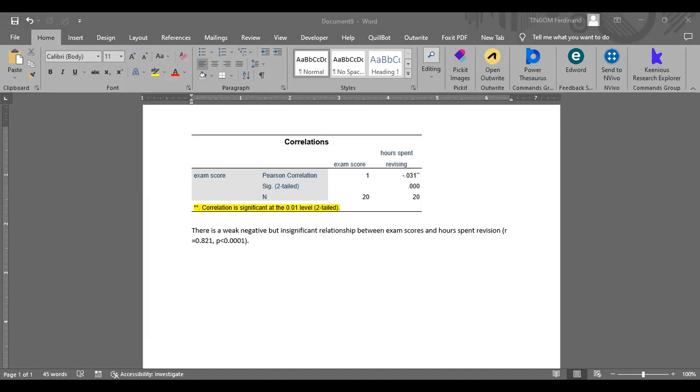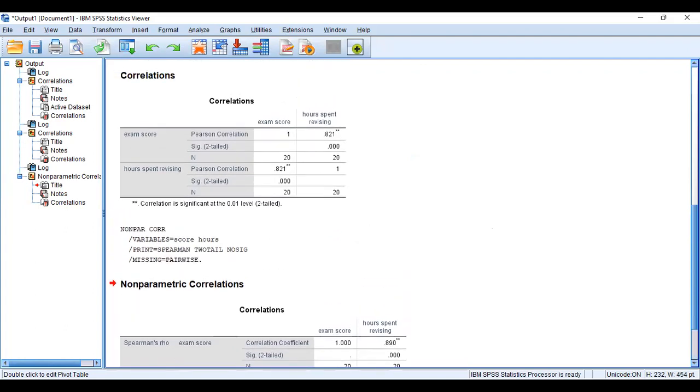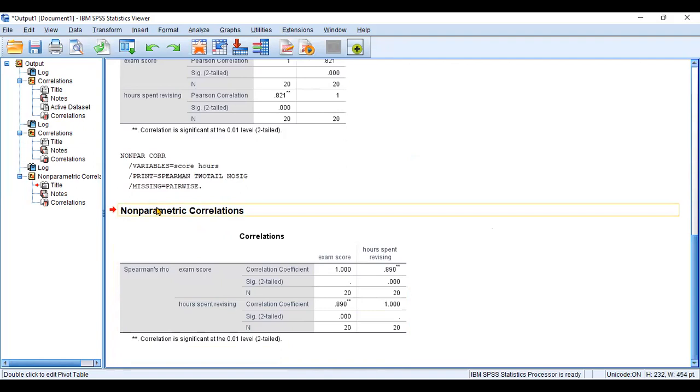Awesome. So let's take the Spearman and we run the same. The first one up will be Pearson, the second one will be Spearman. You see that they touch a non-parametric correlation, right? And so with Spearman, you see that there's a slight difference. The correlation coefficient has increased from 0.821 to 0.90. So there's a slight increase. But all of them still end up as what? Strong, significant, and positive.